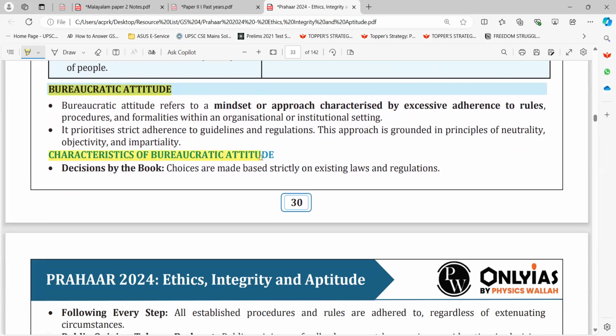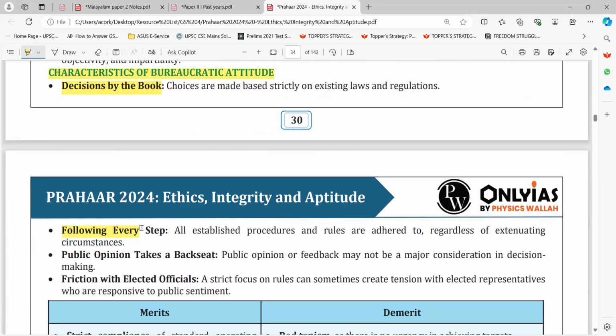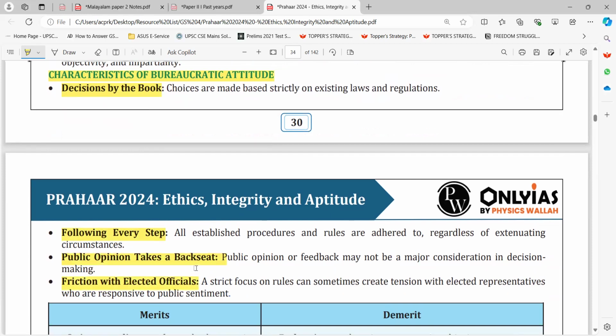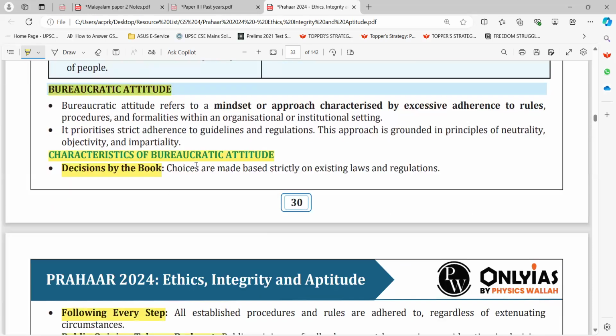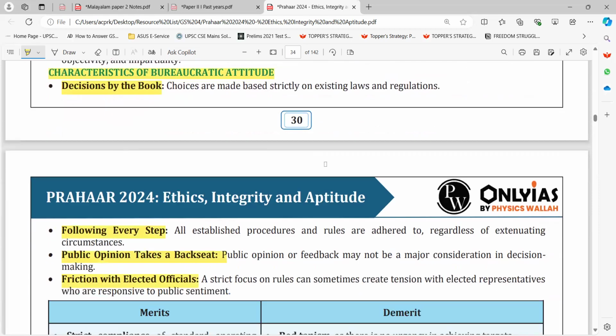Characteristics of bureaucratic attitude. Decisions by the book. Following every step. Public opinion takes a backseat. Friction with elected officials. Decisions by the book. Choices are made based strictly on existing laws and regulations.